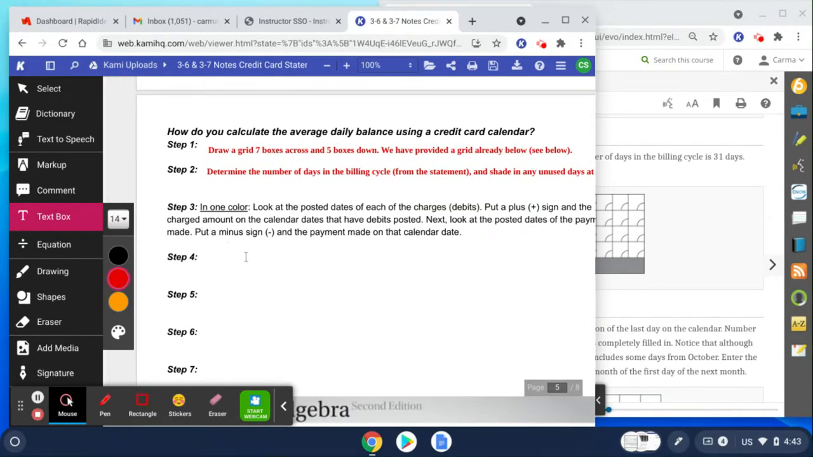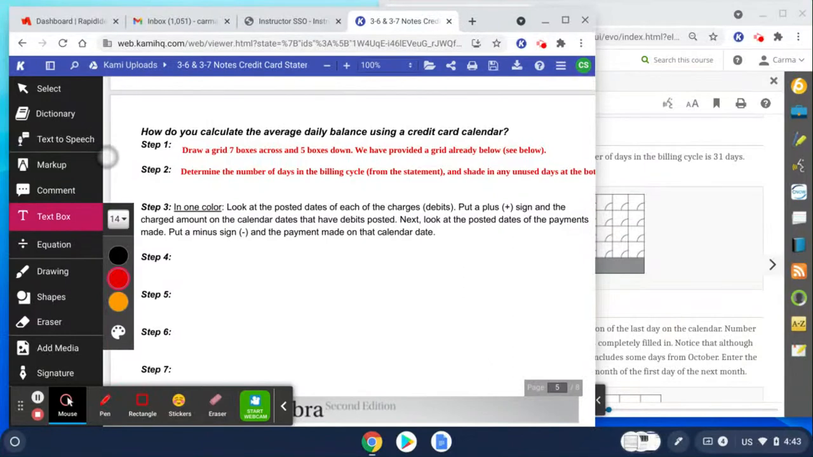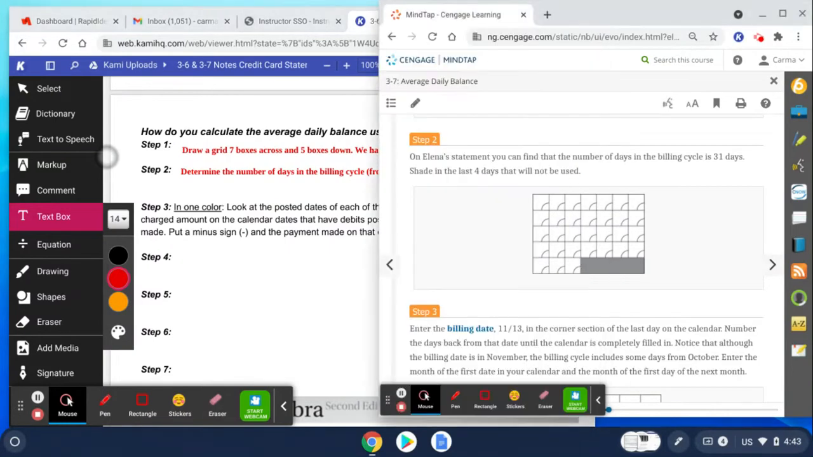Step 3, in one color, look at the posted days of each of the charges or debits, put a plus sign for those and the charged amount on the calendar dates that have debits posted. Next, look at the posted dates of the payments made and put a minus sign for the payments on the calendar.